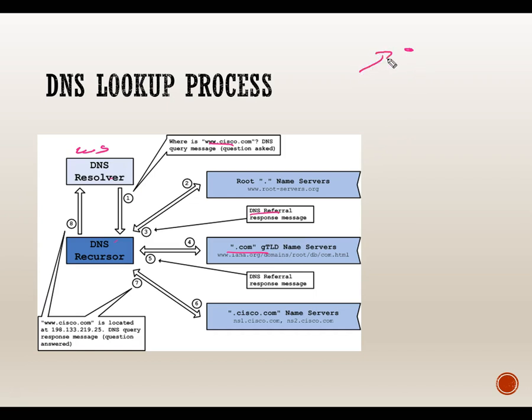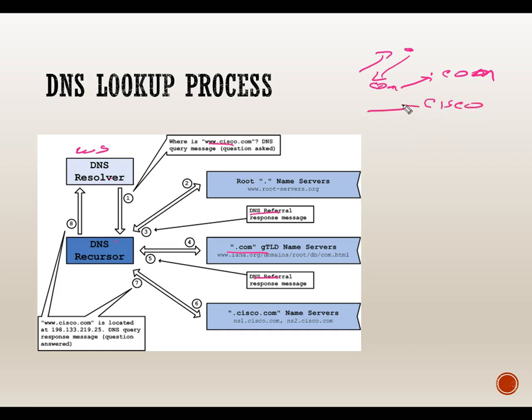So we go to the root. The root gives us the address of the .com. So we go to the .com DNS server. And the .com DNS server says, DNS referral message, I don't really know how to get to www.cisco.com, but let me tell you how to get to the Cisco name server.